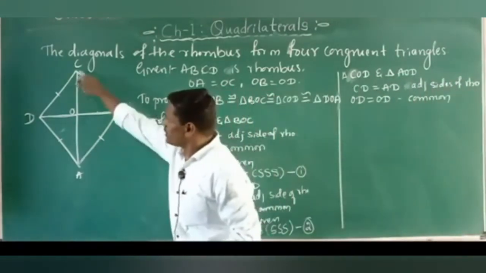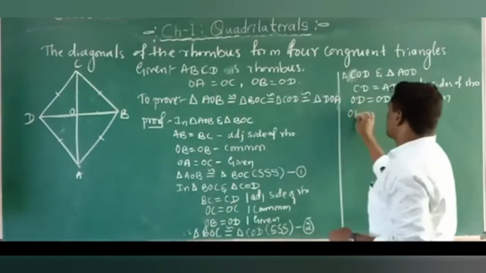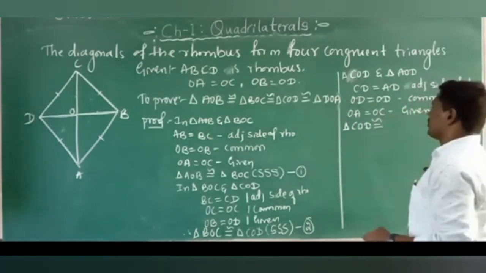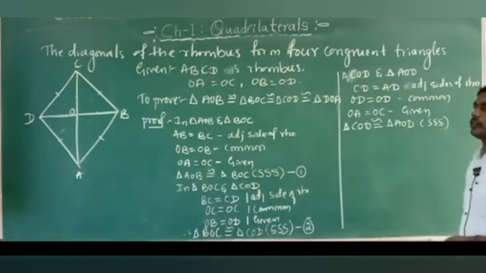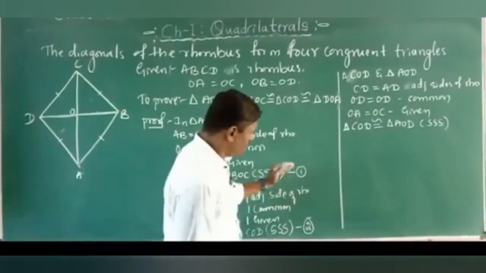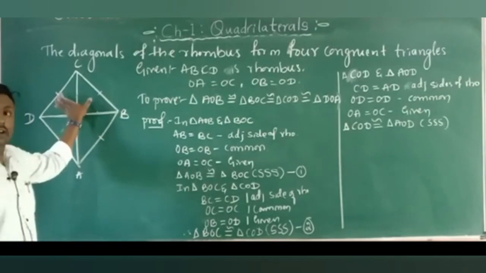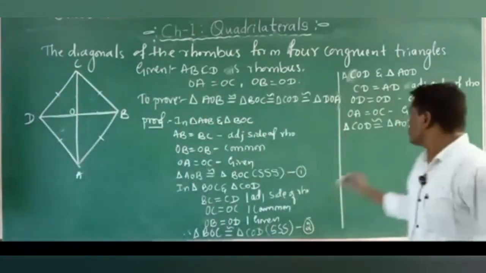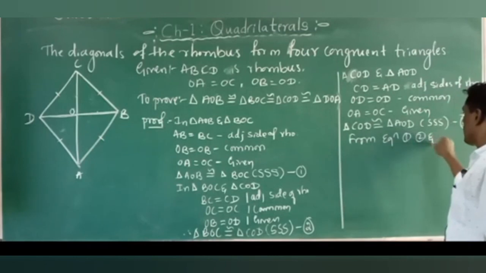Next one, here one diagonal is there. AC is the diagonal, and that diagonal is bisected, meaning OC is equal to OA, or OA is equal to OC. This is given. Therefore, triangle COD is congruent to triangle AOD by using the same criteria, that is SSS congruence criteria of the triangles. Here, from equations 1, 2, 3, just observe these equations. This is equation 1. In that equation, we are proving these two triangles are congruent. In the second equation, we are proving the next two adjacent triangles are congruent. In the third equation, we are proving these two triangles are congruent. So, this equation is considered as 3.